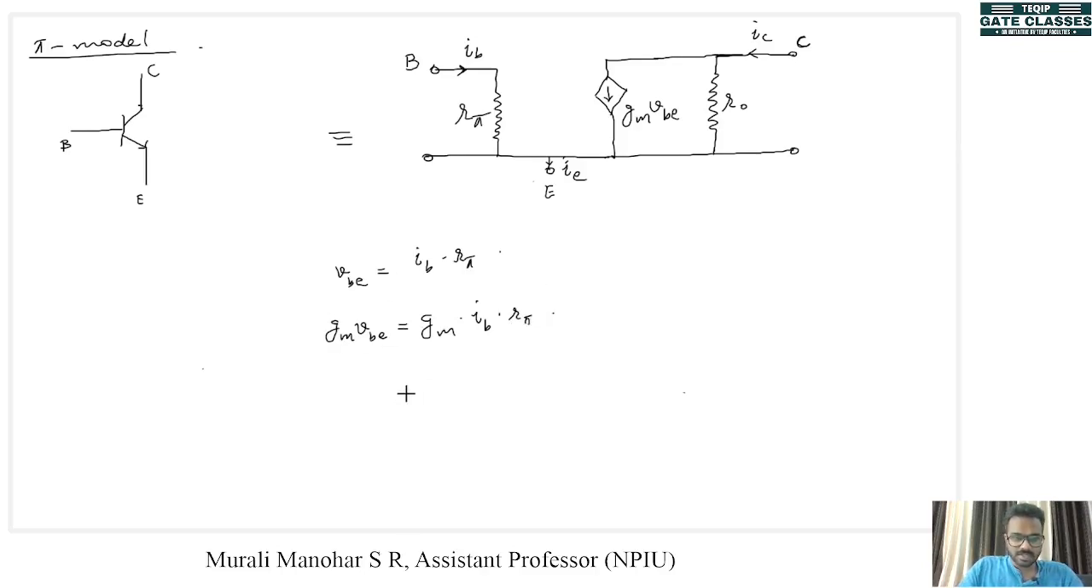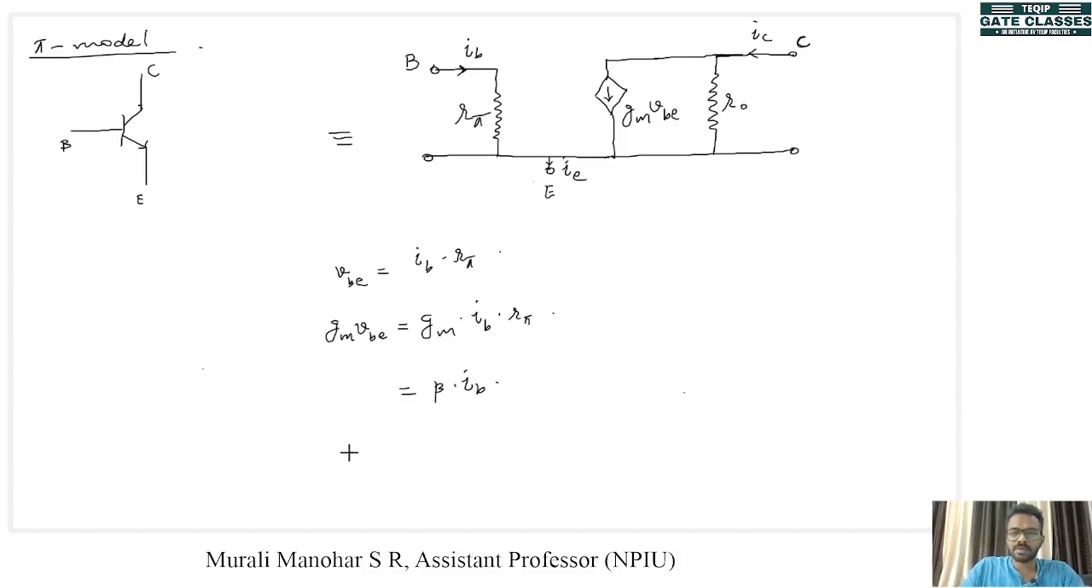GM into R pi is beta. So this is beta into IB. That is almost equal to IC, but there is a condition. The condition is that RO must be a very high value, right? So far we haven't discussed what RO is.